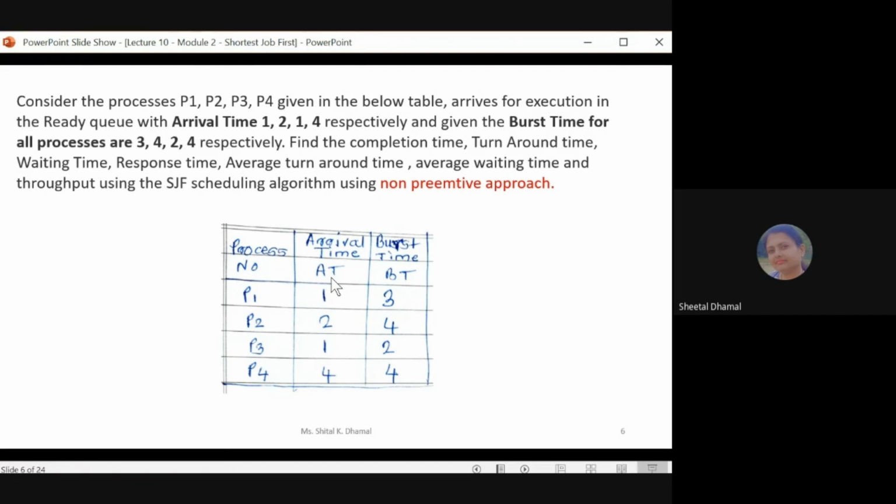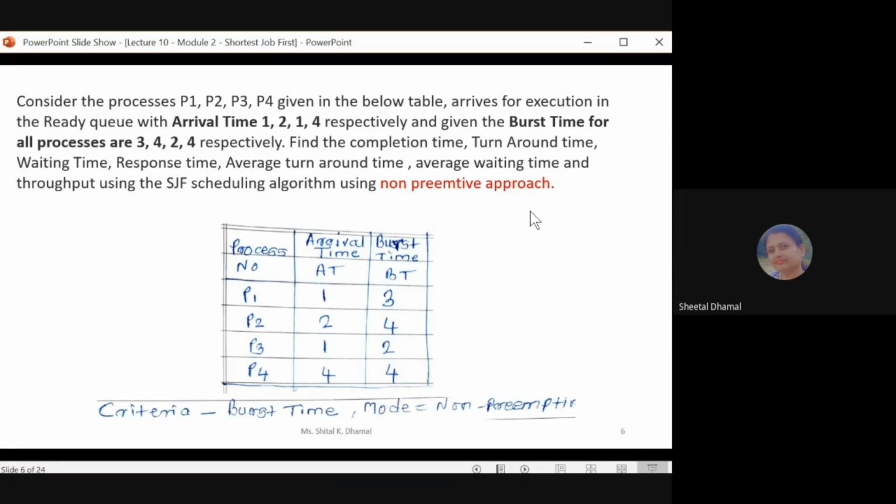After that, in the next column, arrival time is given, that is, at what time the processes arrived in the ready queue. And in the third column, burst time is given, that is, the total execution time required by that process to complete its job.